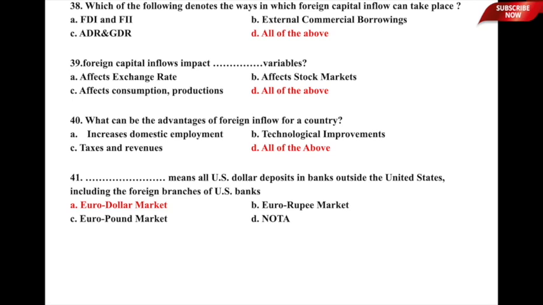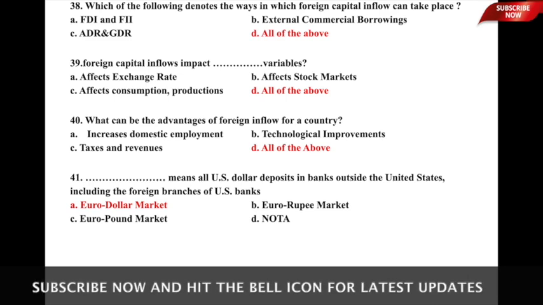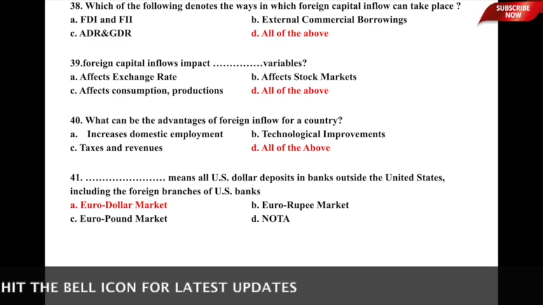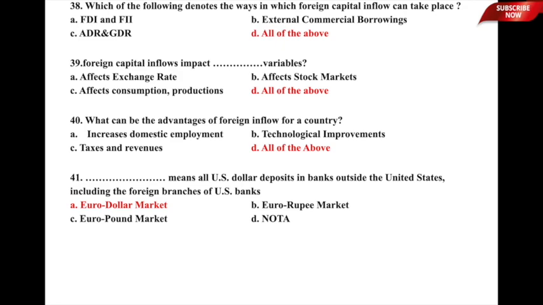Dash means all US dollar deposits in banks outside the United States, including the foreign branches of US banks. Dash means, very important question, all US dollar deposits in banks outside the United States, including the foreign branches of US banks, whether it is A euro dollar market, B euro rupee market, C euro pound market, or D none of the above. So, here again the correct answer is the euro dollar market, which means all US dollar deposits in banks outside the United States, including the foreign branches of US banks. A very important question from exam perspective, euro dollar market.